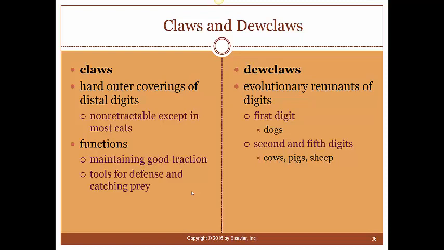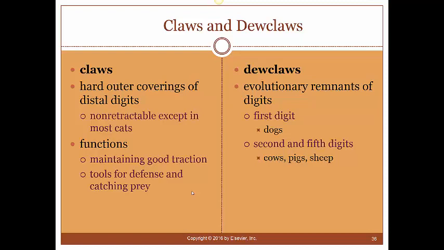Dew claws, on the other hand, end up just being something like a claw, but they're an outer covering of remnants of digits. Like in a dog on the very first digit, in cats, on the front legs, they have the dew claw on the inside, kind of like our thumb, and so it's just a covering there. They don't really walk on it. There can be some uses for it, but it's not a grasping digit like our thumb is.